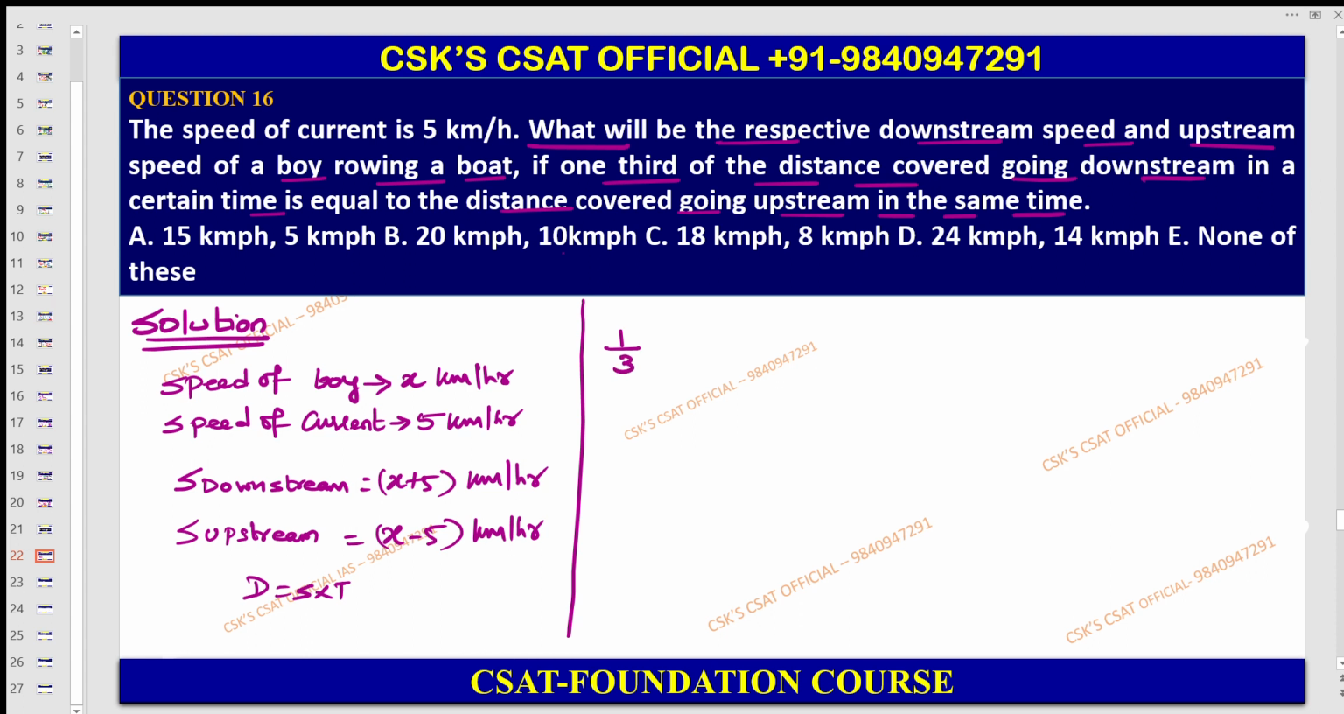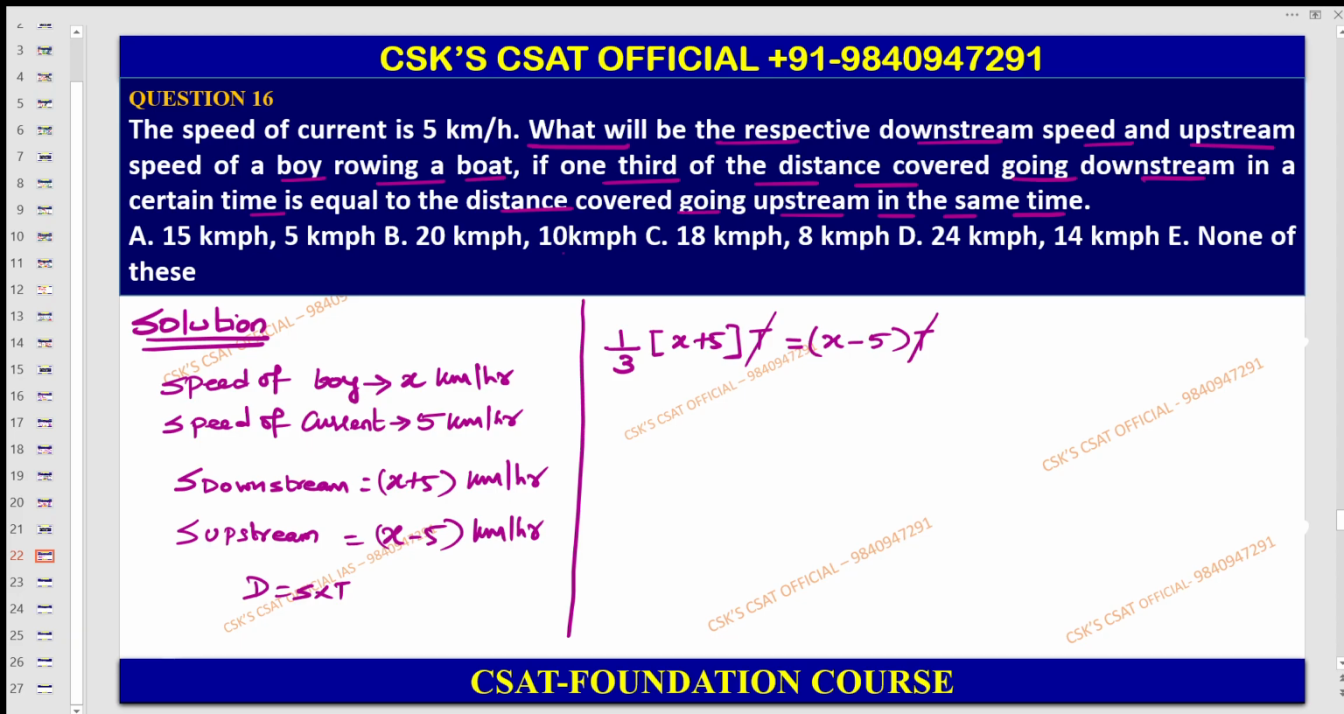What has been provided? 1 by 3 of the distance covered in the downstream. So downstream speed is x plus 5. Distance is equal to speed into time. So with some time t, this is equal to the distance covered going upstream. Upstream speed here is x minus 5, with the same time t. So you can cancel this t and t.